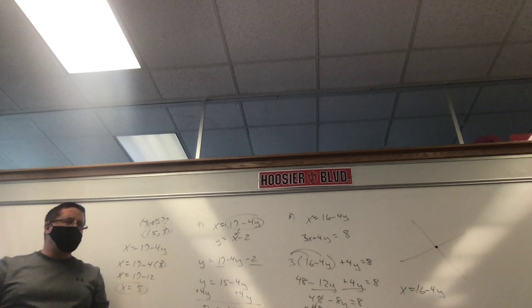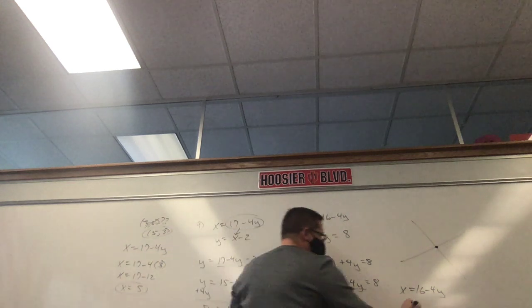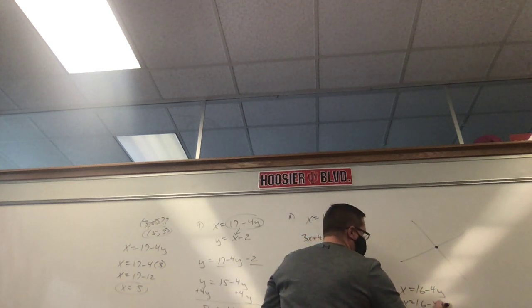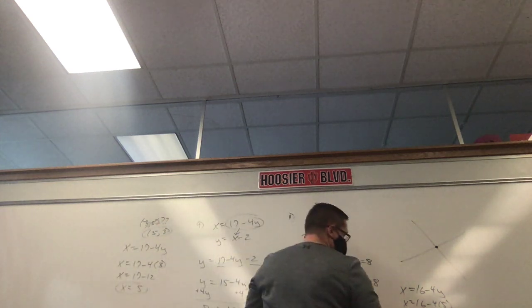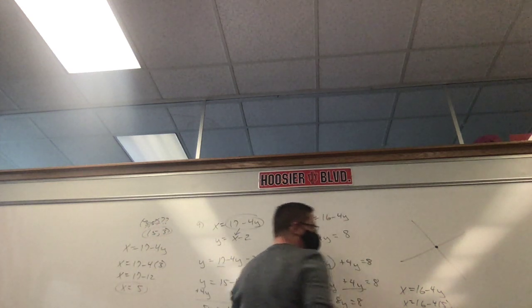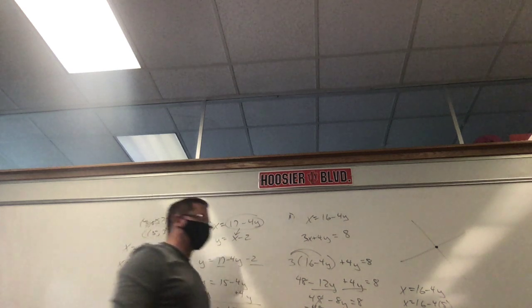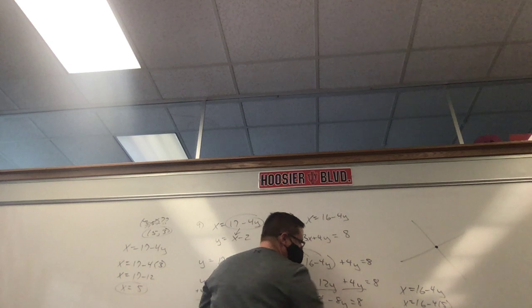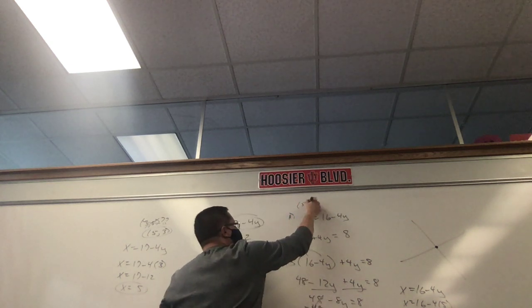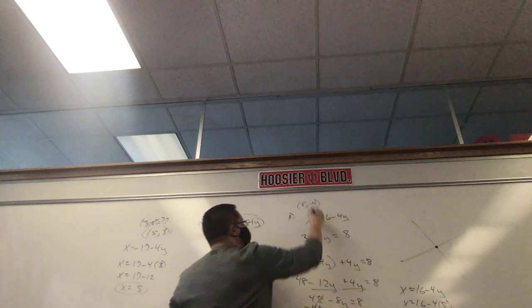Why did we plug in 5 for y at the beginning? Because we didn't know what it was. So plug in 5. x equals 16 minus 4 times 5. 16 minus 20. 20 minus 16 is 4. What's 16 minus 20? Negative 4. True or false? The answer is 5, negative 4. What's wrong with 5, negative 4? It's backwards. x and y.